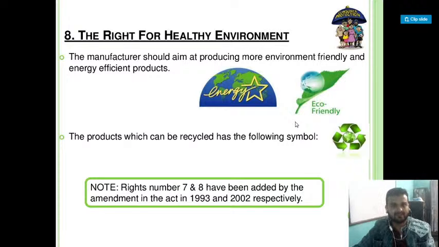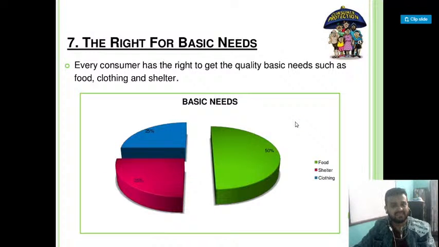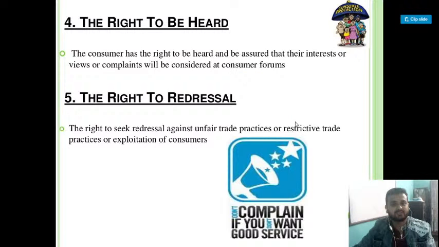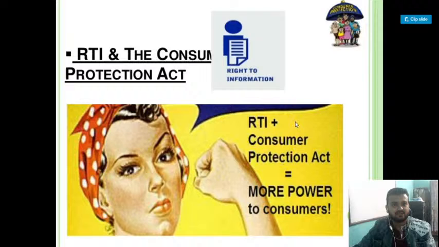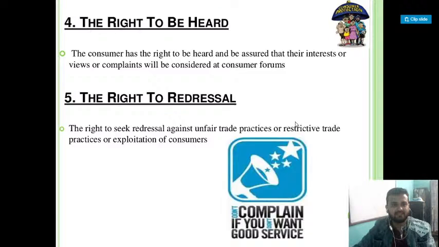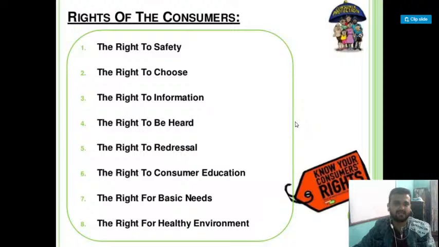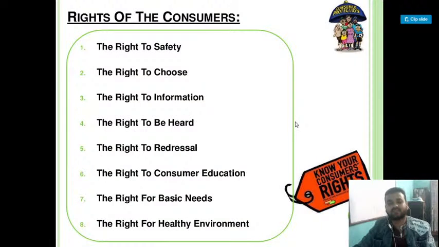Right for healthy environment, right for basic needs, food, shelter, clothing, right to consumer education, right to be heard, right to redressal. So these were the different rights: right to information, right to choose, and right to safety. These are the different rights of the consumer.